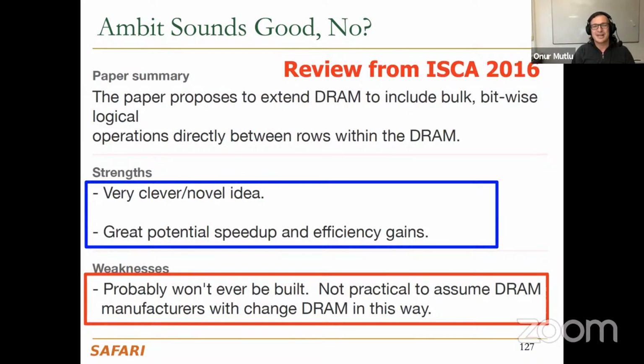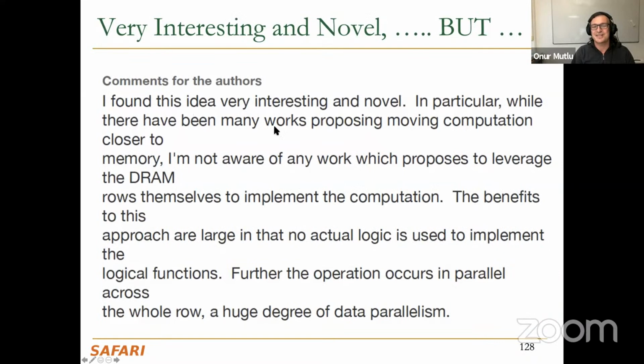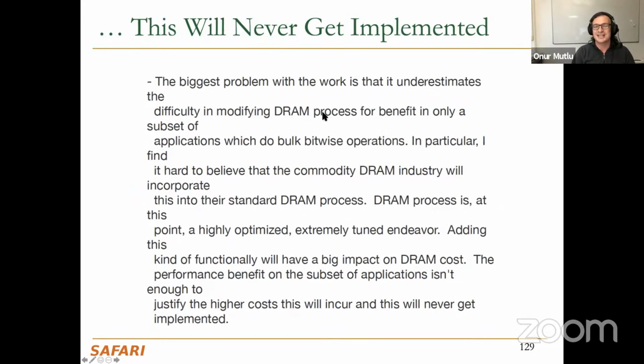Okay, another review from the same conference. I found this idea very interesting and novel. In particular, blah, blah, blah. So these are good points basically about the paper. The benefits are good, a huge degree of data parallelism, very interesting and novel, but the biggest problem, again, the similar mindset. It underestimates the difficulty in modifying DRAM process for benefit in only a subset of applications which do bulk bitwise operations. In particular, I find it hard to believe that the commodity DRAM industry will incorporate this into their standard DRAM process, and so on. You can read forward, basically. Basically, it's saying essentially the same thing, maybe in milder terms, saying it will never be built, right? Again, this is a speculative thing.